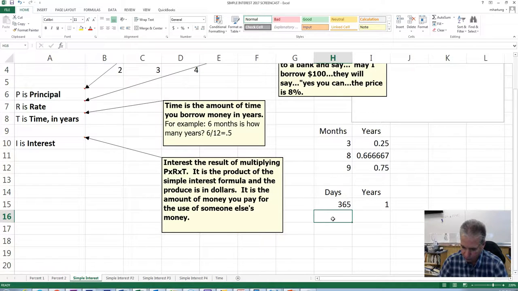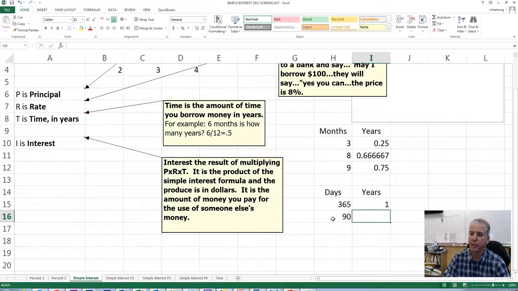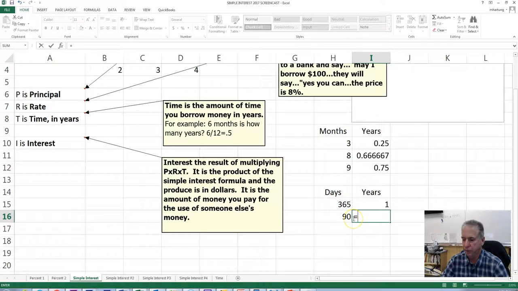So, 90 days is how many years? What do you think we're going to do here? Think about that. Think about the number of days. It's going to be a fraction of a year. 90 days is going to be less than a year. Equal sign, 90 divided by 365. 0.246575 years is 90 days.